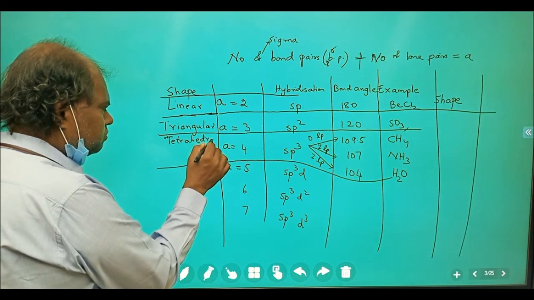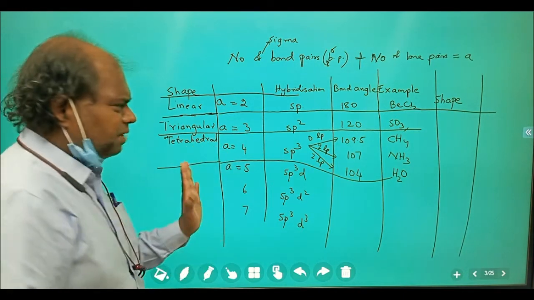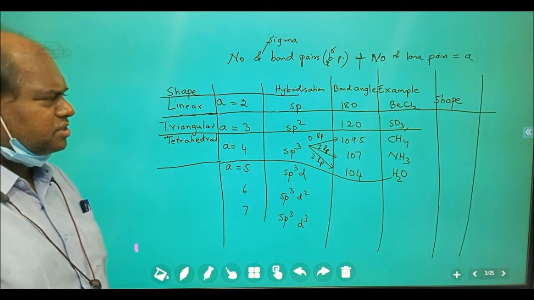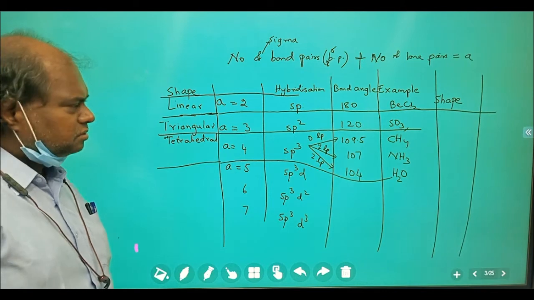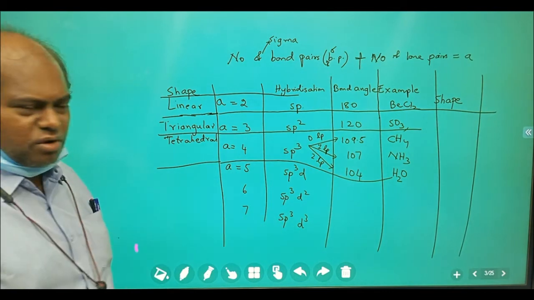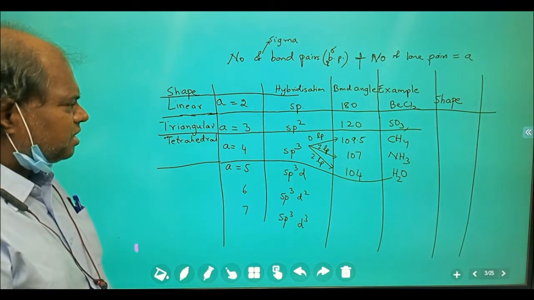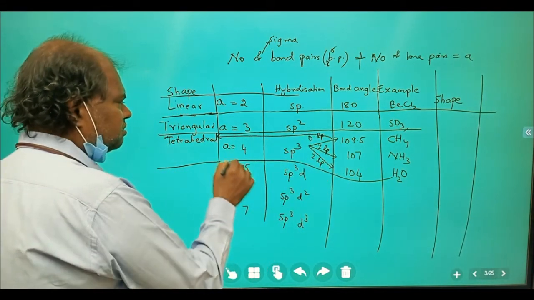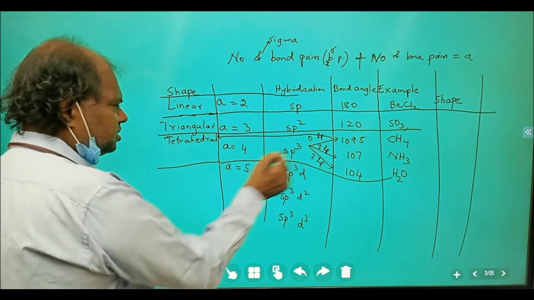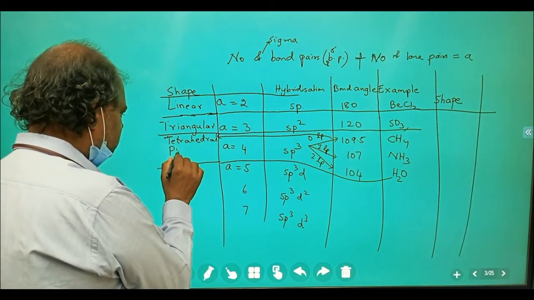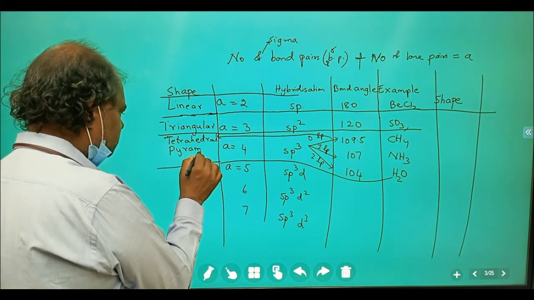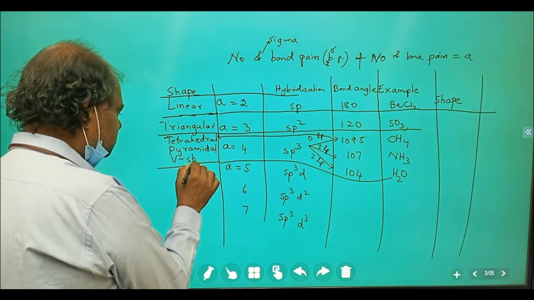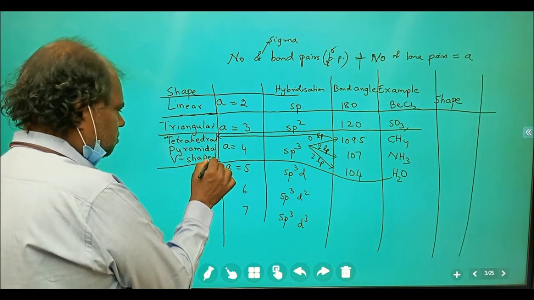So students, if you make this table and just learn it by heart, this chapter is almost done. 50% of the chapter is done. Just learn this table by heart. Of course, don't carry this into your exam. Just learn it by heart. I'm talking of methane: 109.5, tetrahedral. One lone pair, what is the shape? Pyramidal. Two lone pairs.